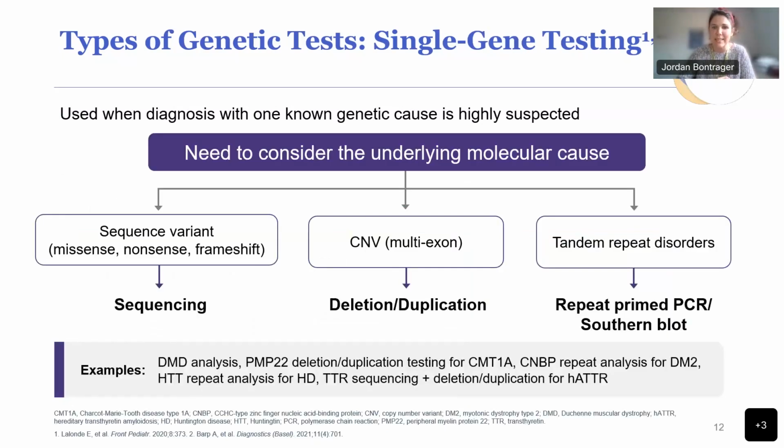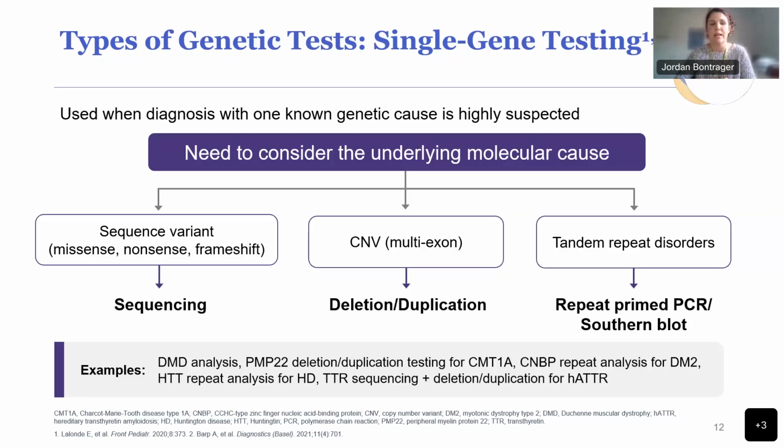Single gene testing is utilized when there's a high suspicion for a particular disorder with one known genetic cause. So some examples of when you might do single gene testing is in a kiddo with suspected Duchenne muscular dystrophy, a patient that looks like they have CMT1A, a patient with myotonic dystrophy. You may choose to just test one gene. The main thing that you need to be considering in these scenarios is the molecular mechanism of disease or mutation type. You want to make sure that the test that you're ordering is going to capture the main types of mutations that cause disease for that gene.